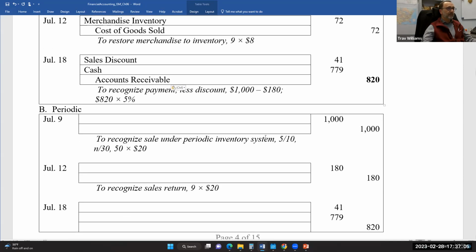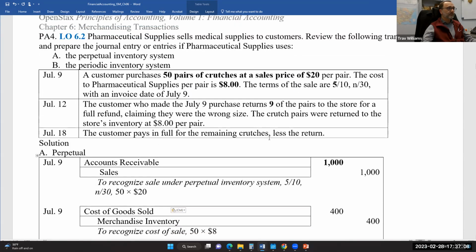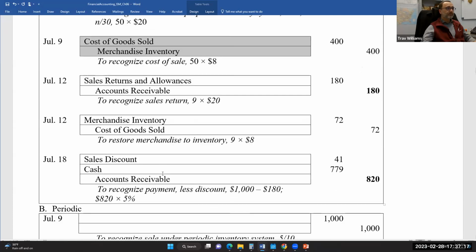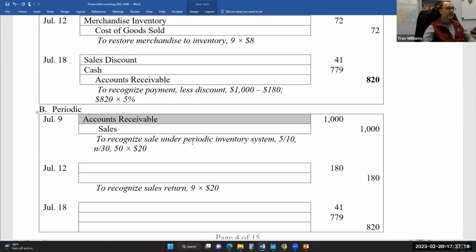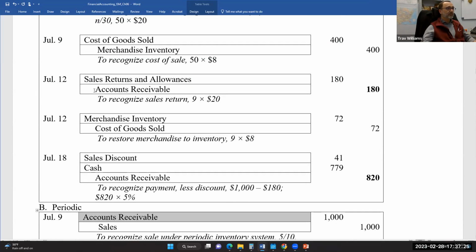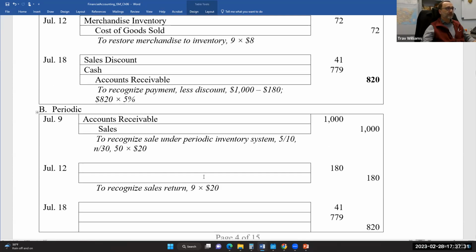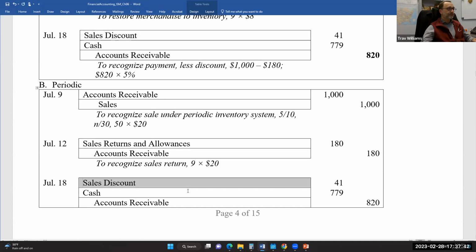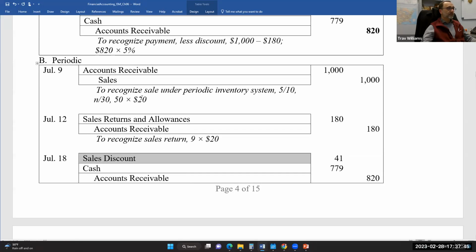Now let's do part B, periodic. For the sale, the first part of the transaction is exactly the same, but we don't need the second part. All right, so I'm just going to copy and paste the first part. For the return, same thing. The first part is the same, and we don't need the second part because we're not tracking the inventory. And for the payment by the customer, the whole thing is the same. Okay. So for periodic, that's what it should look like.